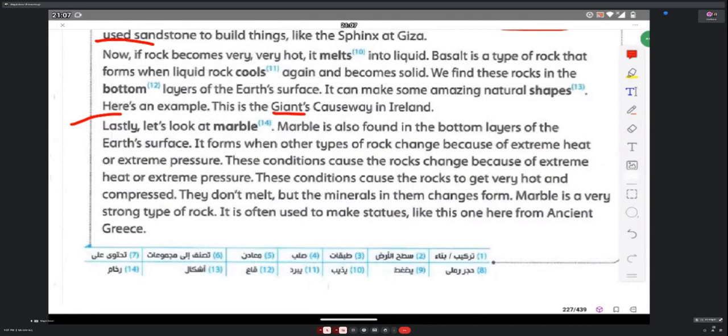Marble is a very strong type of rock. It is often used to make statues like the one here from ancient Greece.